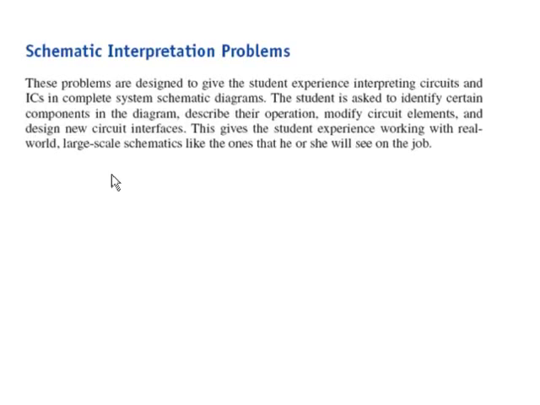So what I've done throughout the textbook, starting right away with chapter 1, is dig into some real world schematic diagrams, which you'll find in Appendix G. And what I'll ask you is, starting out with some real basic identification and so on of the schematic, working right up through to troubleshooting and design using the real world large scale schematics. And you'll find these problems at the end of each chapter.